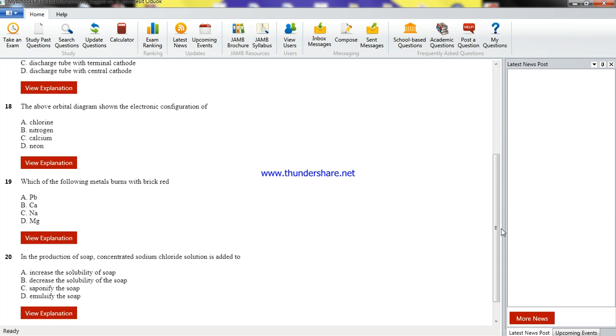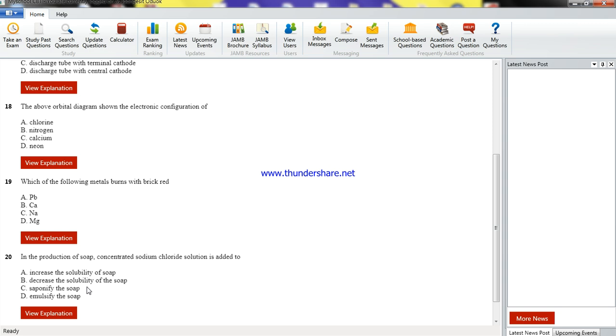Okay, the last question for now says in the production of soap, concentrated sodium chloride solution is added to. Now that stage is called salting out. In high school chemistry, we call it saponification, where either fat or oil reacts with alkali. The alkali could be caustic soda, that's sodium hydroxide, or potassium hydroxide. You understand? By the time that reaction occurs, two products are formed, which are the soap and glycerol. So to separate the glycerol from the soap, you now add concentrated sodium chloride. That process is called salting out.